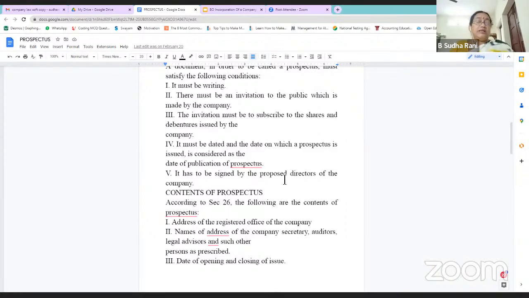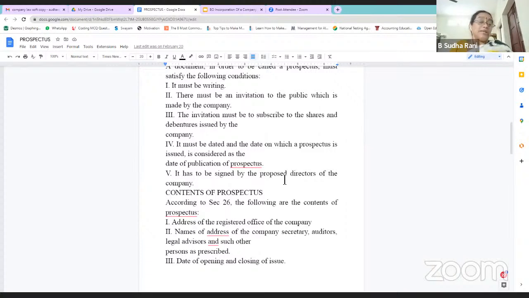Why? Because from the date of issue of the prospectus, within 90 days, a company must be able to raise its minimum subscription. If it is not able to raise its minimum subscription before commencement of business itself, the company will go into winding up. That is, close down.